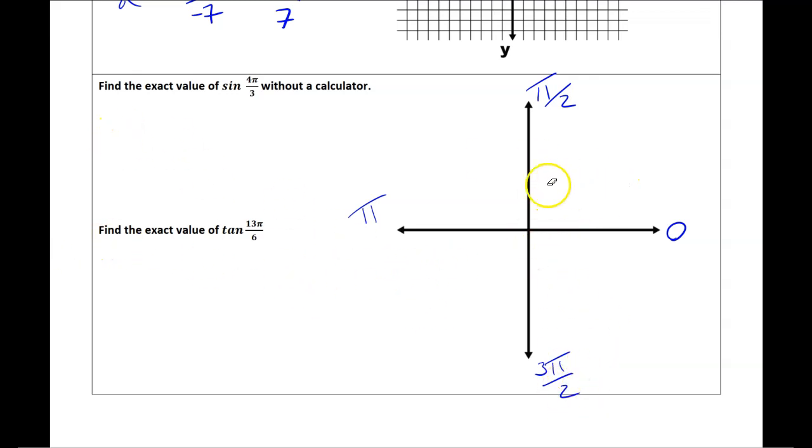So if I draw 4 pi over 3, 4 pi over 3 is bigger than pi, right? In fact, it's pretty close to 3 pi over 2. So I'm going to draw it down here. And notice I didn't declare a scale, right? I'm just using a plain old coordinate plane. Let's make it a little bit neater. And notice I've made a triangle. This whole angle all the way around is 4 pi over 3.